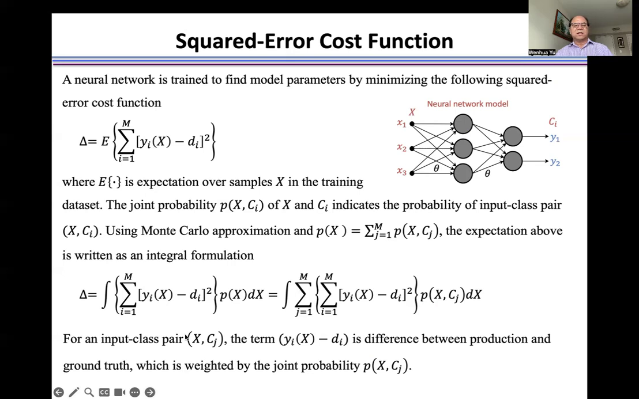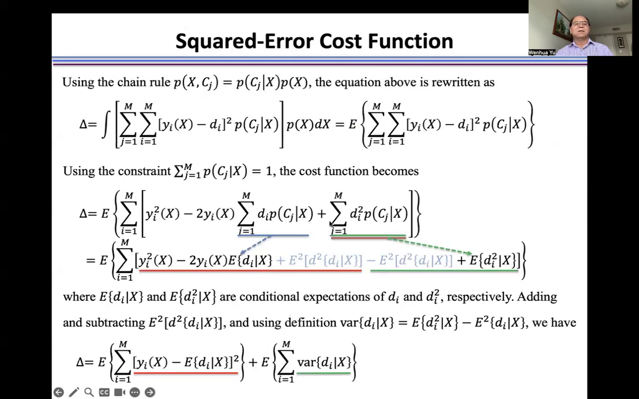For our input class pair, the term here is the difference between the prediction and the ground truth, which is weighted by the joint probability. Using the chain rule, the equation above is rewritten as here. Using the constraint that the summation of P is equal to 1, the cost function becomes here.